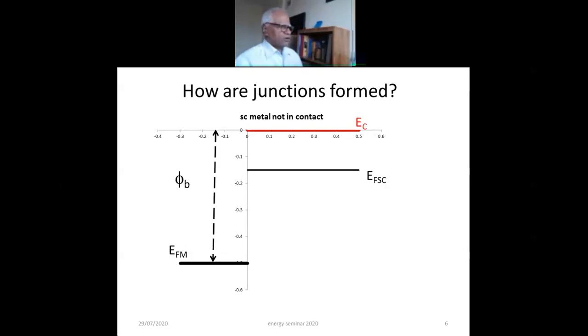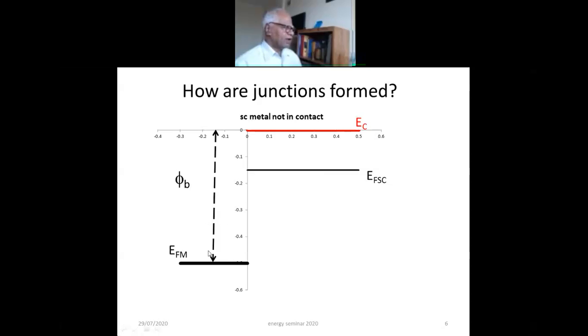Okay. So first, I have here, you can see this thing in red. That's the conduction band of some semiconductor, and it has some Fermi level. I did not draw the valence band, it's somewhere below, it doesn't matter. So this is the Fermi level of the semiconductor, the black line on the right.